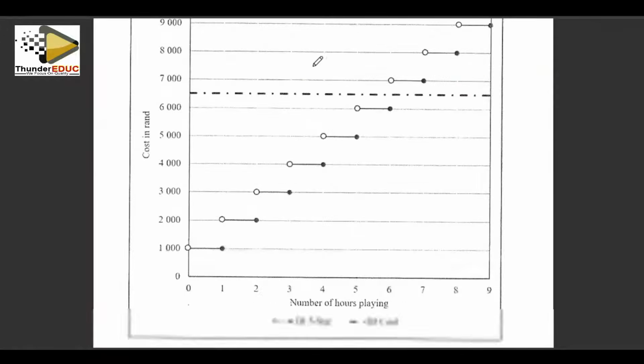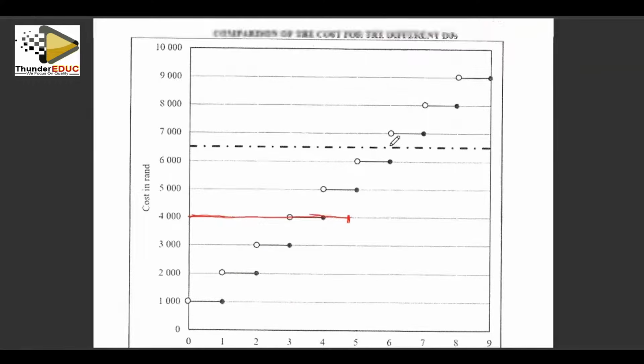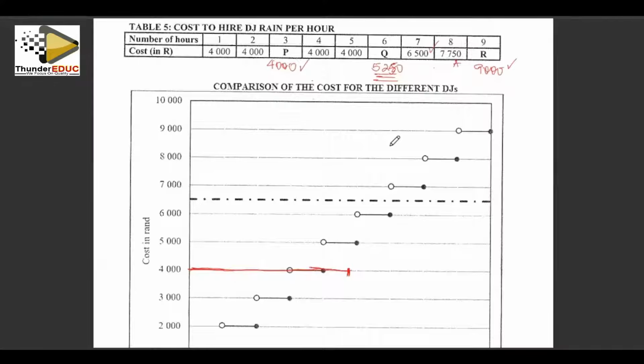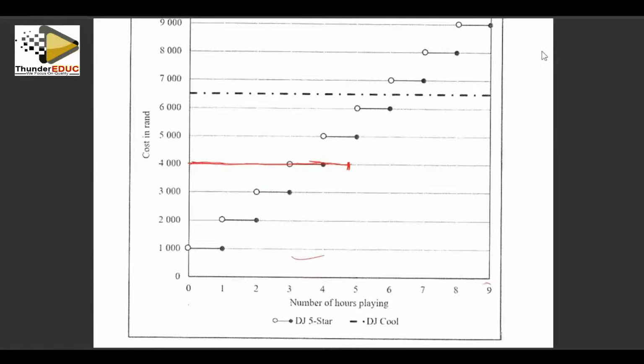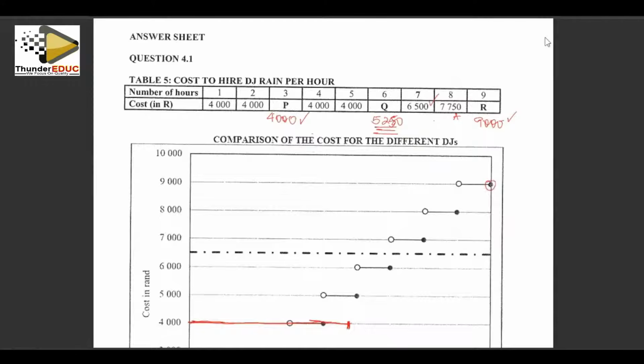What does it mean? You come here to the 4,000 and draw a line up to 5 hours. Why are we stopping at 5 hours? Because it says he charges 4,000. Then don't worry about the 6 and 7 hours. The 9 is perfect. 9 goes with 9,000. So come and match this 9 here and the 9,000 here, and draw a straight line.